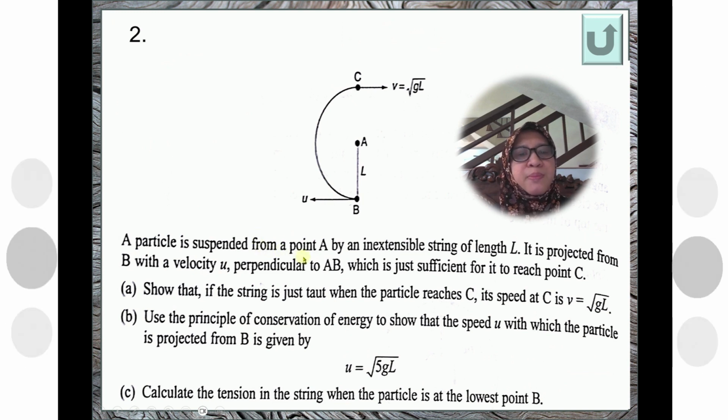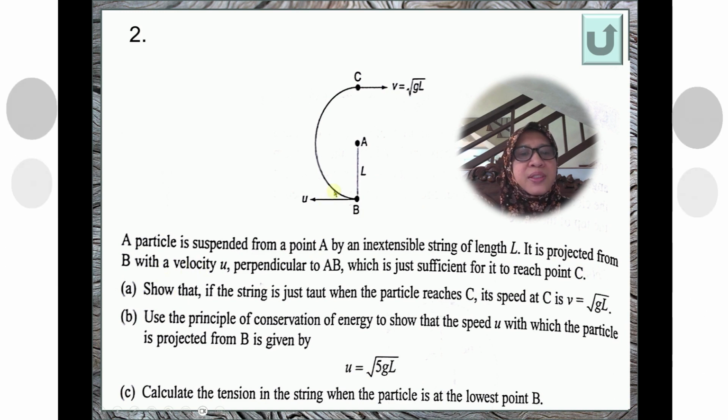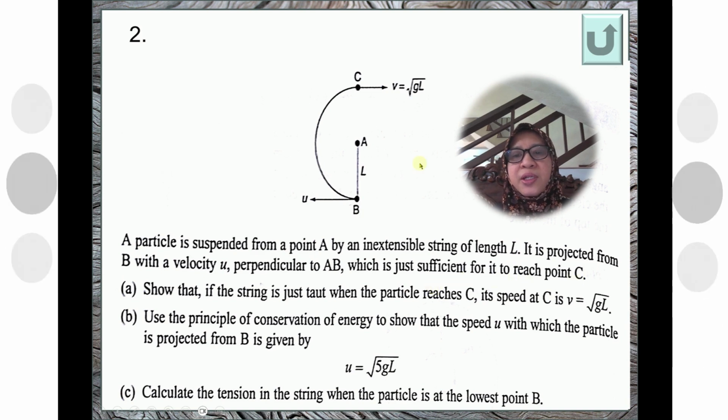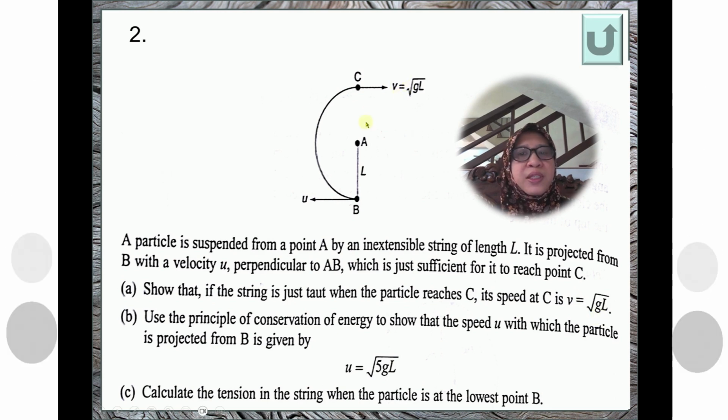A particle is suspended from a point A by an inextensible string of length L. It is projected from B with a velocity u perpendicular to AB, which is just sufficient for it to reach point C. Show that if the string is just taut when the particle reaches C, its speed at C is given by v equals the square root of gL. We are going to prove this. Question B, use the principle of conservation of energy to show that the speed u with which the particle is projected from B is given by u equals the square root of 5gL.